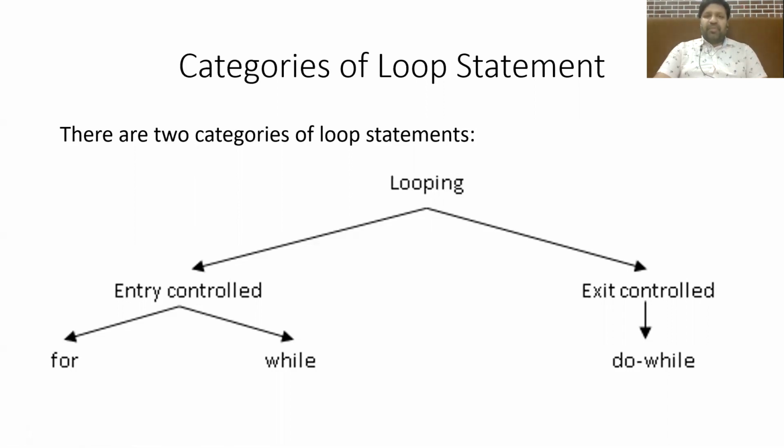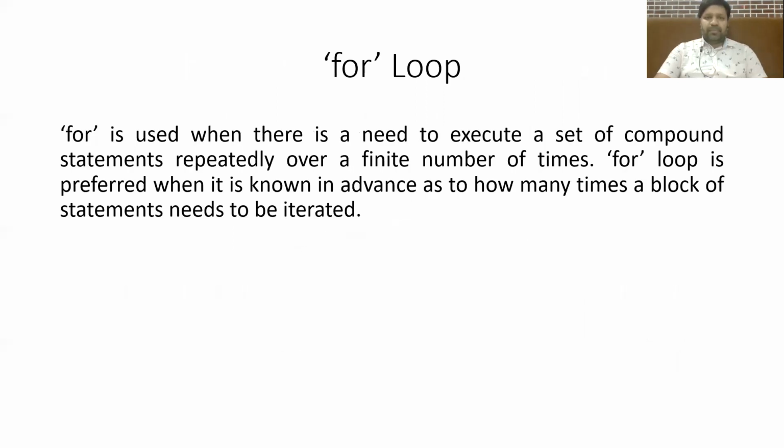So that means whether we are going to execute a set of statements or not is decided beforehand. And in case of exit control, the execution of the body takes place first and then the condition is checked whether or not to continue with the loop. So the first type of loop statement we have is called a for loop.